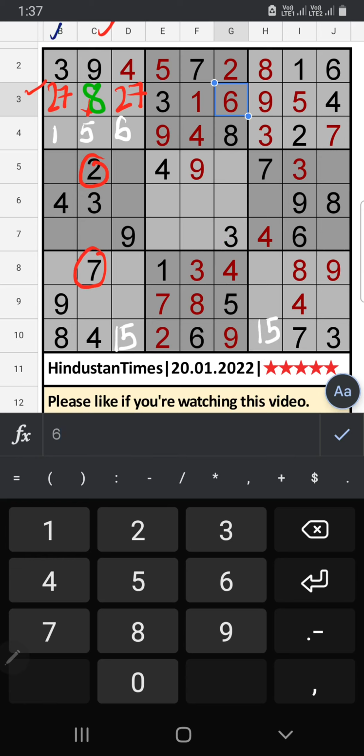Column B and column C, we have 8. So 8 can't come in these cells. 6th row also we have 8. So 8 can't come in this cell. Then 8 is confirmed here.